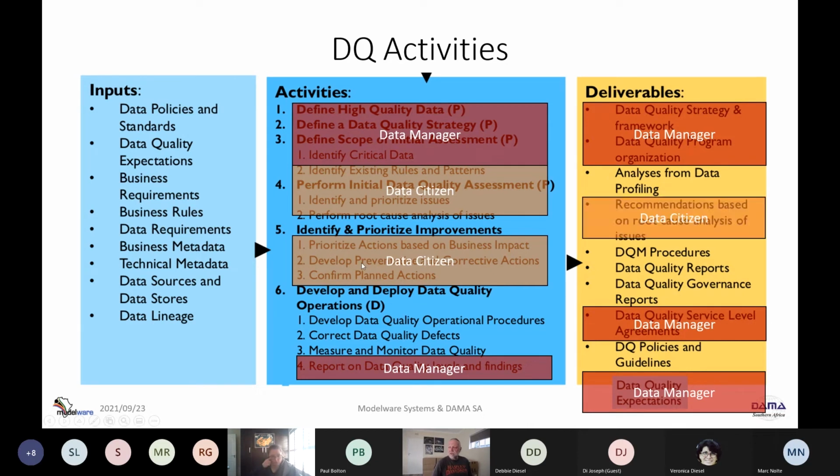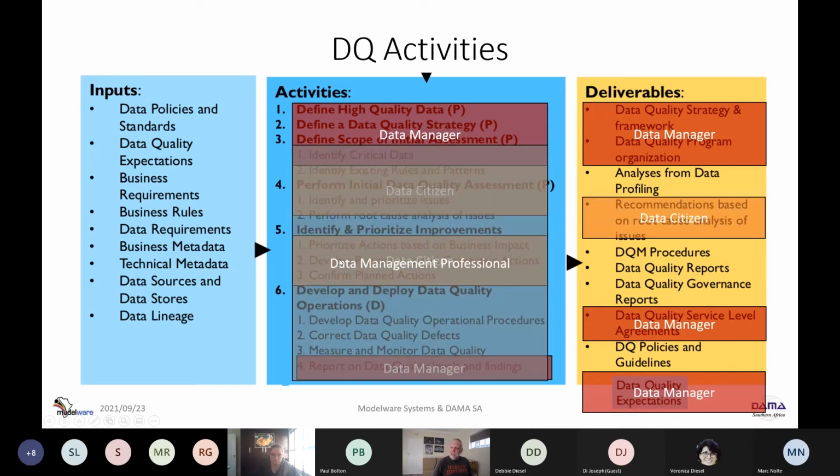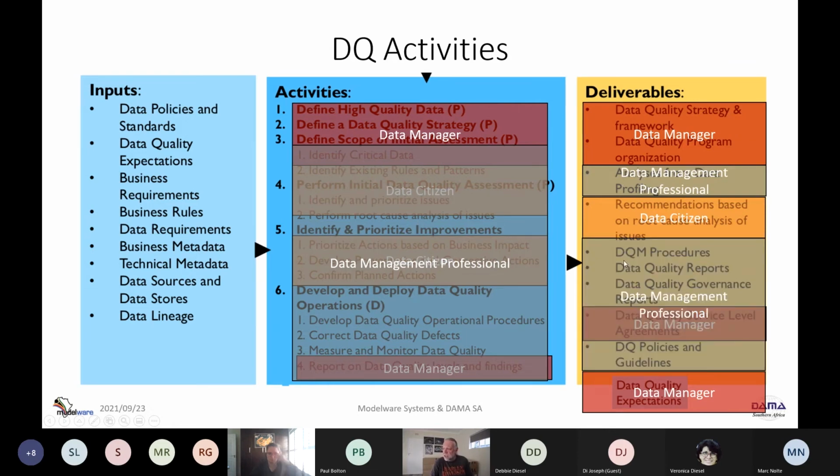So that's sort of where the data citizen is. And then the data management professional needs to understand how to do most of those activities. Typically not that involved in setting up the organization and stuff like that, but he's the doer, he's getting things done. And then we have the deliverables. So we've got data, we've got profiling, we've got procedures, reports, and policies and guidelines. Okay, so that's what we need to do as data quality professionals. We need to look after these areas.